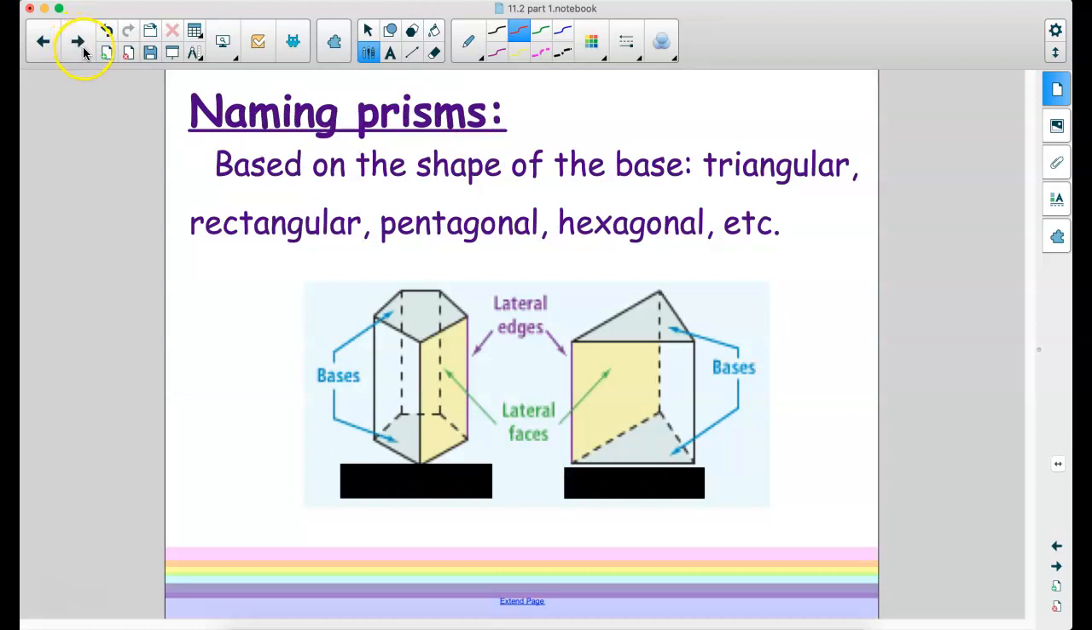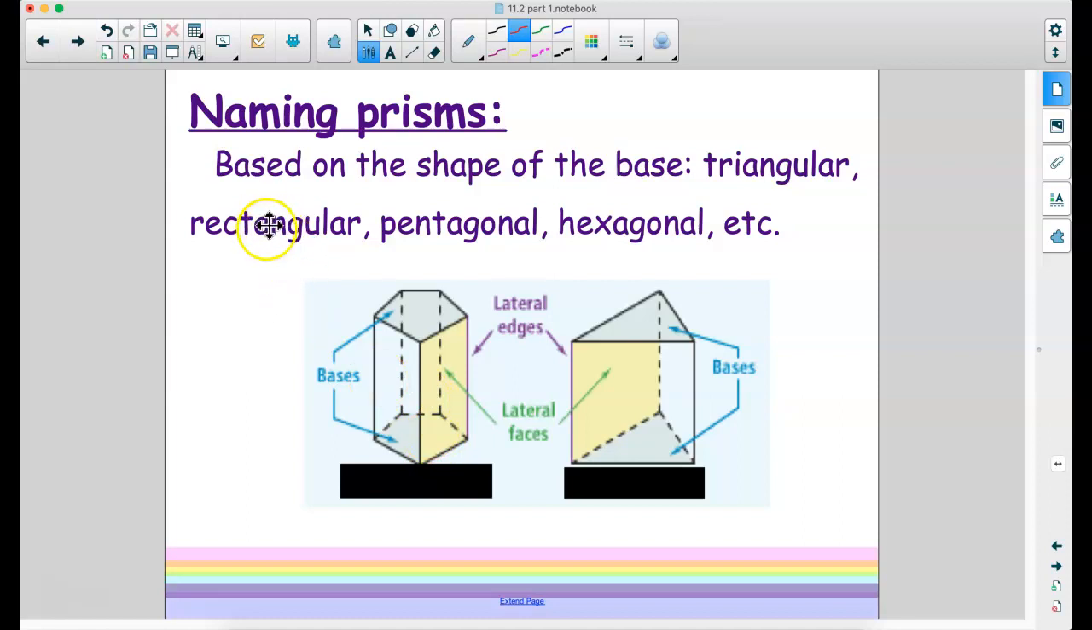When you name a prism, you name it based on the shape of the base. So it could be a triangular prism if the bases, like this top and bottom, are triangles. Again, they're connected with rectangular or square lateral faces. Or the previous one that we had looks like this one. It's a pentagonal prism. A hexagonal prism would have 6 sides on the top and the bottom, or the bases, and the bases could be right and left side also.